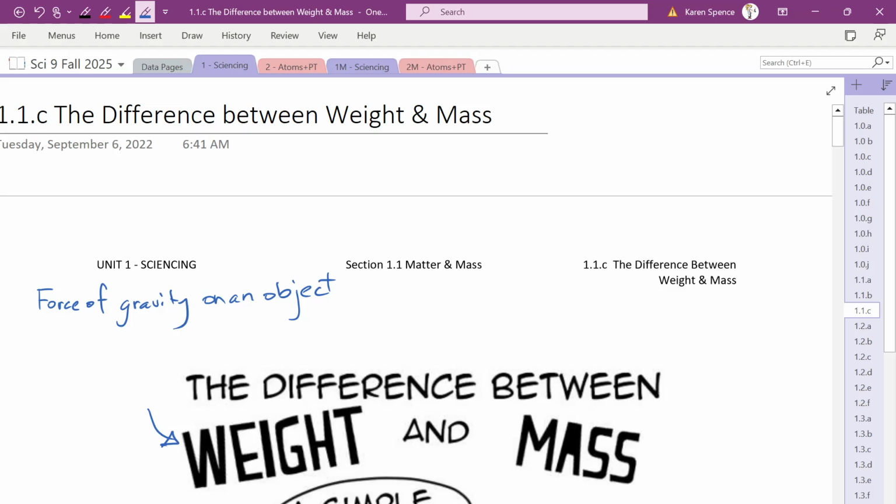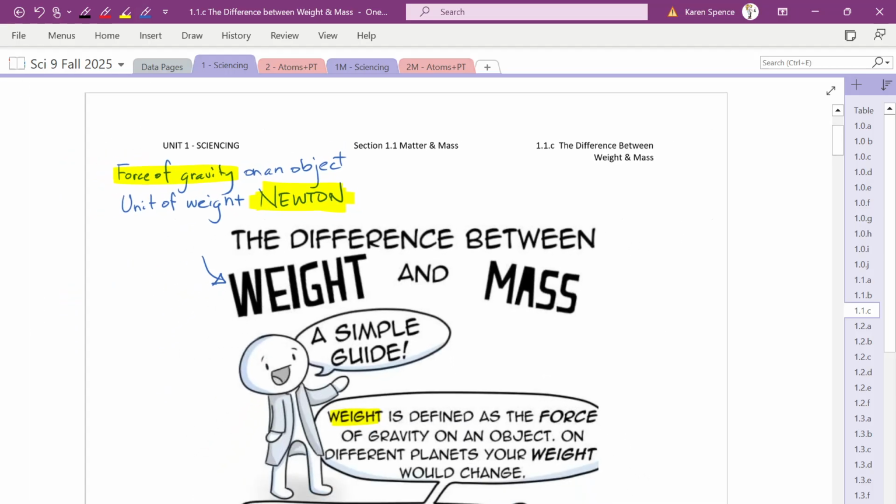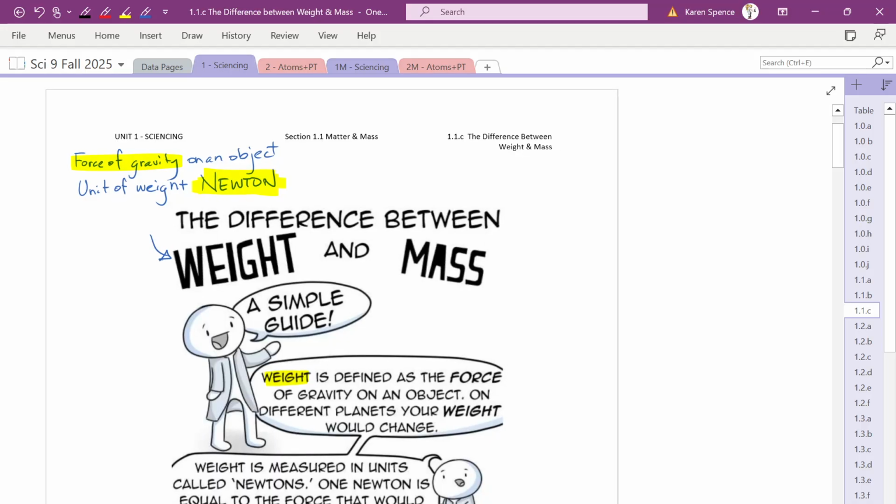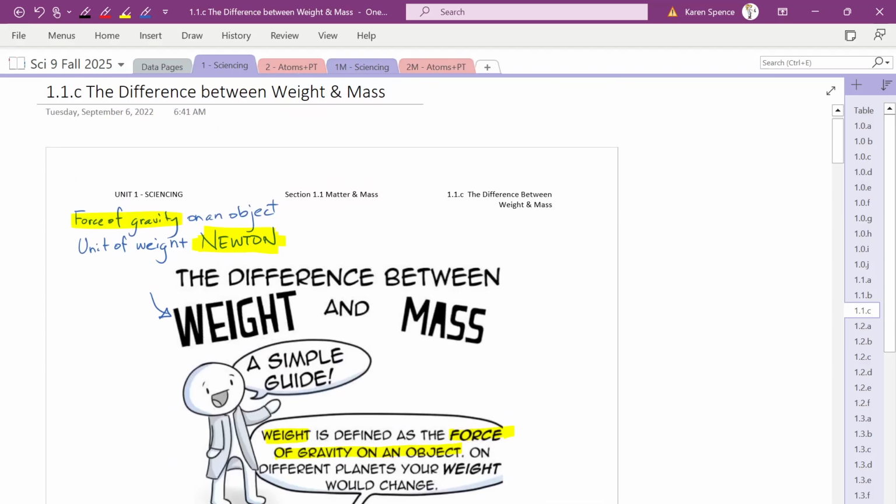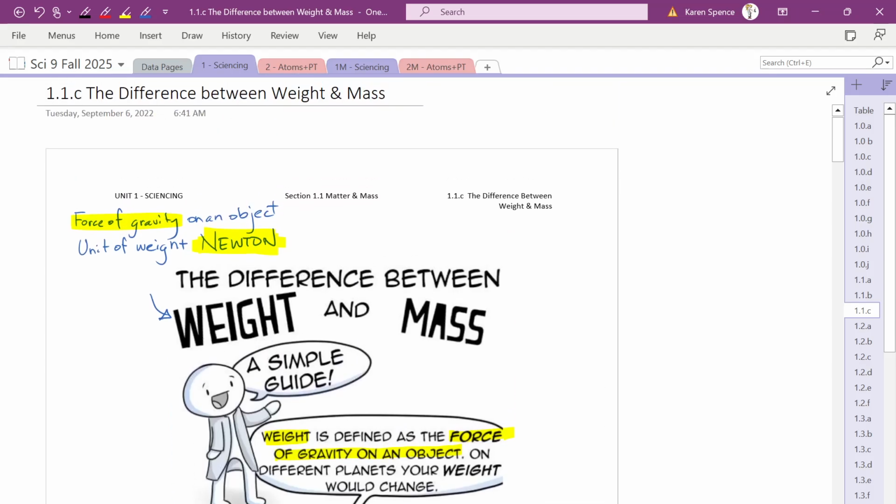What is the unit of weight? The unit of weight is the Newton. So it's the force of gravity, and the unit is the Newton. And that's what weight is.